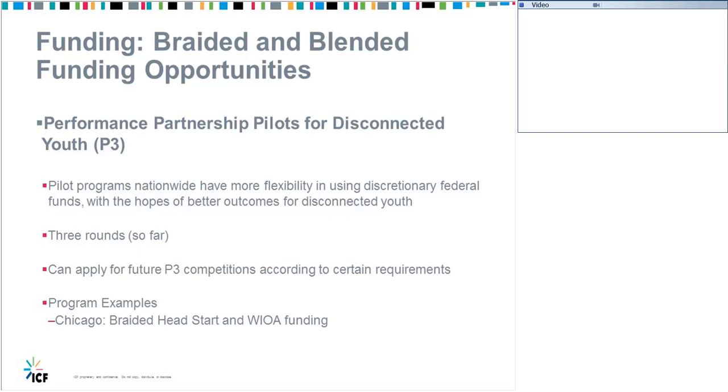So P3 defines disconnected youth as individuals between the ages of 14 and 24 who are low income or homeless, in foster care, involved with juvenile justice, unemployed, or not enrolled in or at risk of dropping out of an educational institution. So the hope is that this flexibility is going to allow for more coordination between systems serving youth.